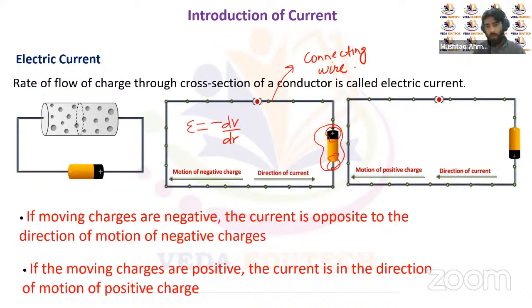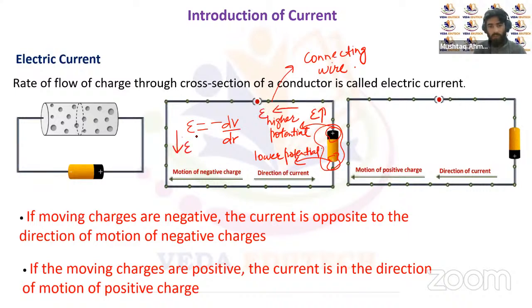It means this end of the battery is at higher potential, right? And this end of the battery is at lower potential, right? And the electric field is always directed from higher potential to lower potential, right? If the electric field is directed from higher potential to lower potential, it means that this will be the direction of the electric field here in this conductor, right?